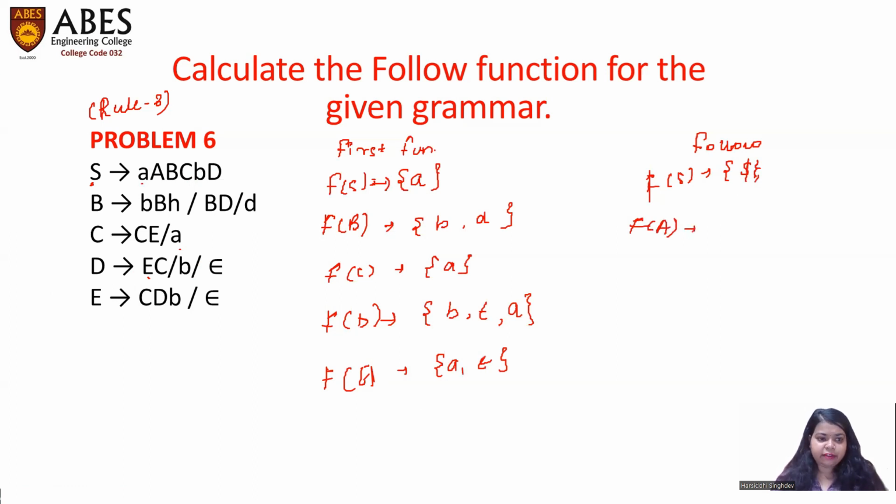Now we have to see where A is coming in the right hand side. Here is capital A, and after that what we are getting? Capital B. Now watch carefully. Here capital B is a non-terminal symbol. So we have to check the first of B. First of B, it is what? b and a. So follow of A will contain b and a, not capital B. Okay. Now we have to see follow of capital B.